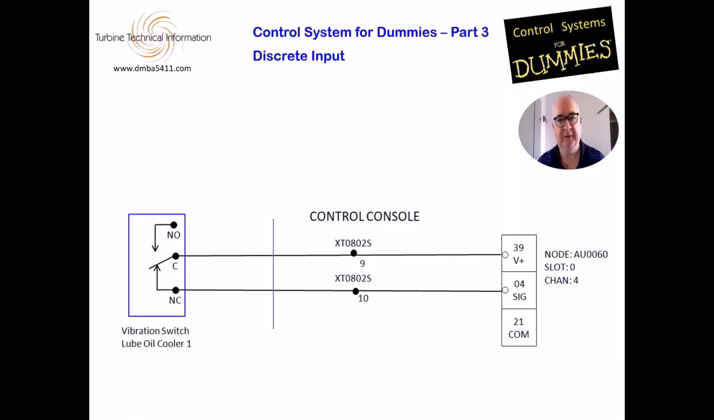Welcome to part 3 of Control System for Dummies, where we're going to look at discrete inputs. Just under half of the PLC loops are discrete inputs and are one of the easiest loops to test. To give you an appreciation of how these inputs are used, let us look at how the PLC uses these inputs in the control system logic.